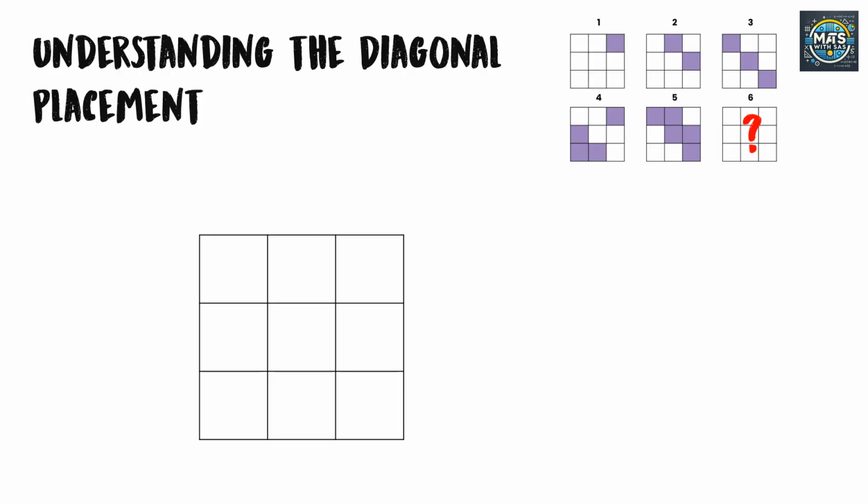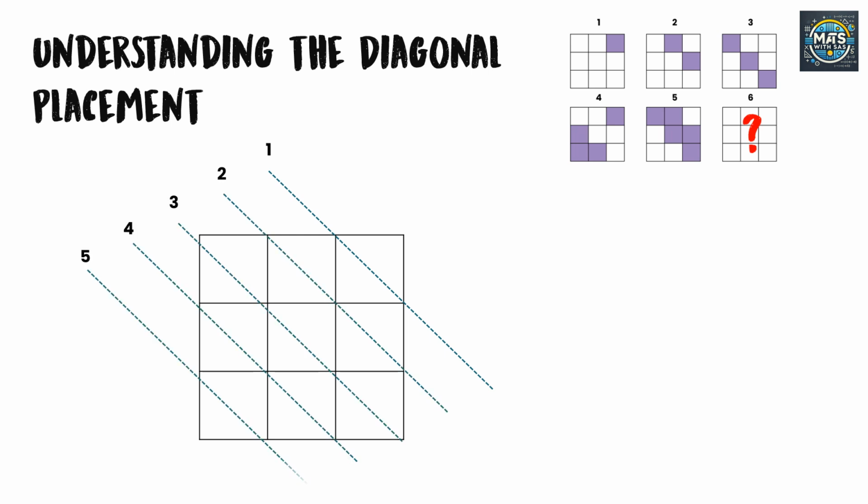These purple squares aren't just randomly placed. They follow a diagonal pattern. Let's break it down. The 3x3 grid has 5 diagonals. The first diagonal gets 1 square. The second diagonal gets 2 squares. The third diagonal gets 3 squares. Likewise, the fifth diagonal gets 1 square. But what happens when a diagonal can't fit all the squares? When a diagonal fills up, the remaining squares wrap around to the next available diagonal.